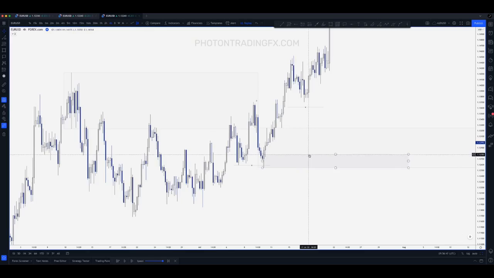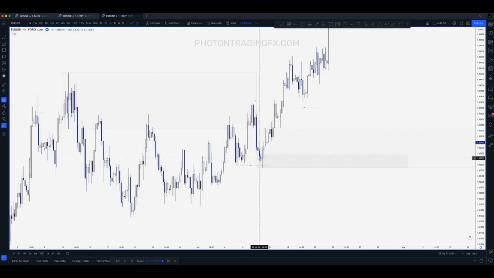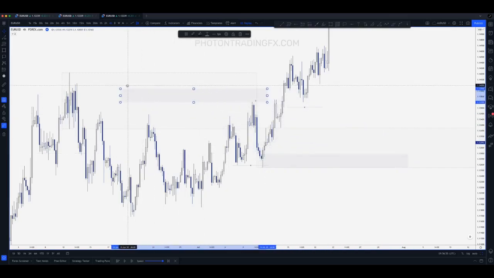Now you can go and investigate a little bit further and you can go, okay, this is at the bottom of this pullback here. Now, did this pullback react from anything on the 4-hour chart? Well, if we go and look across, what do we have? We have this supply zone up here, right? You can refine it to the wick if you want to, right? And you can see that that was 4-hour supply.